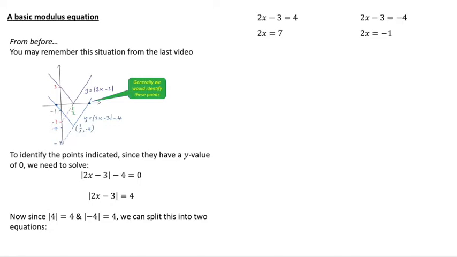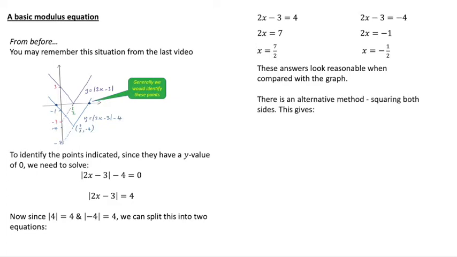Solving those, the first thing we do is add 3 to both sides. On the left hand equation that gives us 2x equals 7, and on the right hand equation we have 2x equals minus 1. We then divide by 2, so x is 7 over 2 or x is minus a half. If we look on the graph, those answers look reasonable. The one just to the left of the y-axis, minus a half, looks okay, and the 7 over 2 looks okay, bearing in mind it's only a sketch.